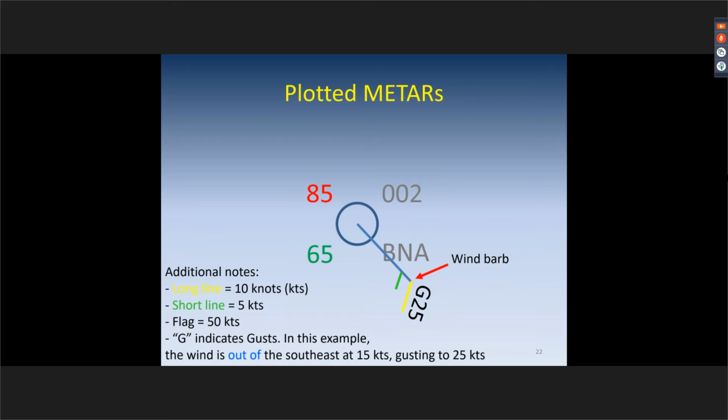So a long line, and they're not going to be yellow and green on the plotted METAR map. I've colored them so that you can see them a little better and differentiate between the two. But a long line is 10 knots. A short line is 5 knots. And if there happens to be a flag on it, that's 50 knots. And then you just add them all up. Long line, short line, flag. So for this example, the wind's out of the southeast at 15 knots. And then you can see the G25 at the end of the barb. That means it's 15 gusting to 25 out of the southeast.